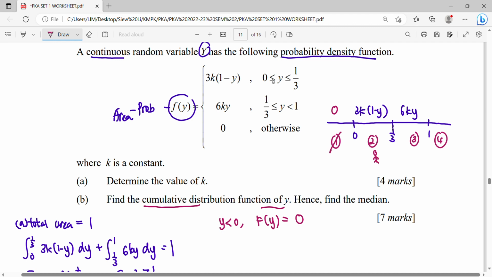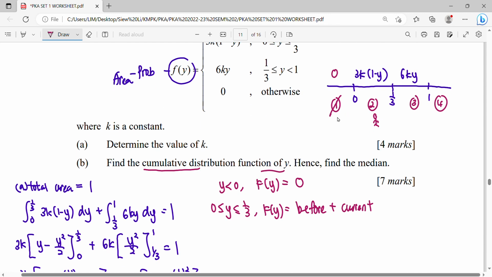Second step, the interval we can follow. We follow this, which is in between 0 and 1 over 3. So F(y), how to do cumulative? You have to take before plus current interval. So when you add step number 2, before that you have nothing to accumulate.